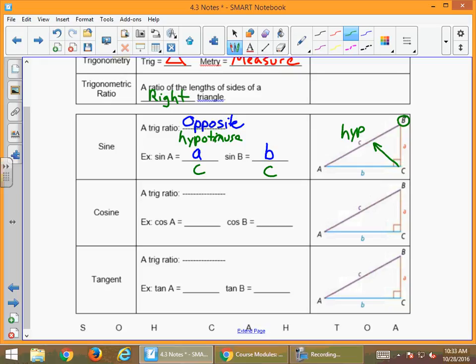All right, let's look at cosine. Next one, cosine. What's cosine going to be? This is going to be the adjacent. Again, we've used this word before with angles. Adjacent. Spell might help me out too.